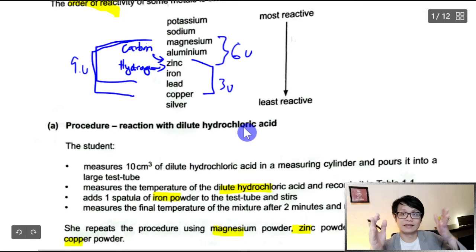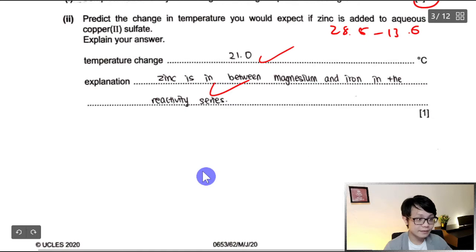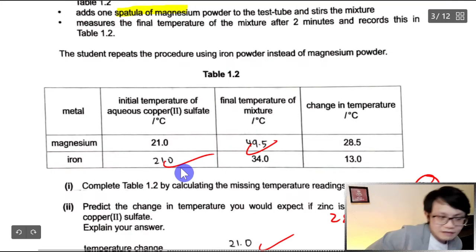Okay, let's look at the question. Complete the table by calculating the missing temperature. So mathematical calculation, very easy. Just take this one minus this one, big number minus small number, and you get this one. Temperature is 21.